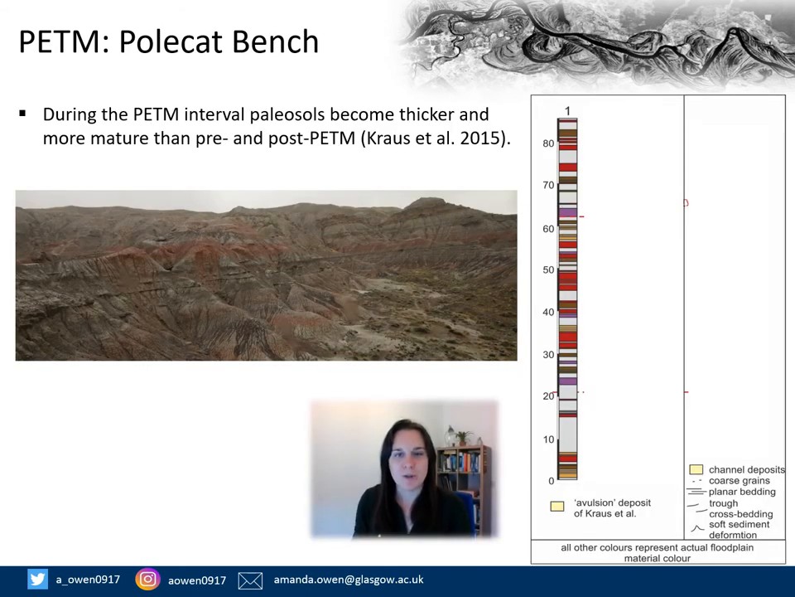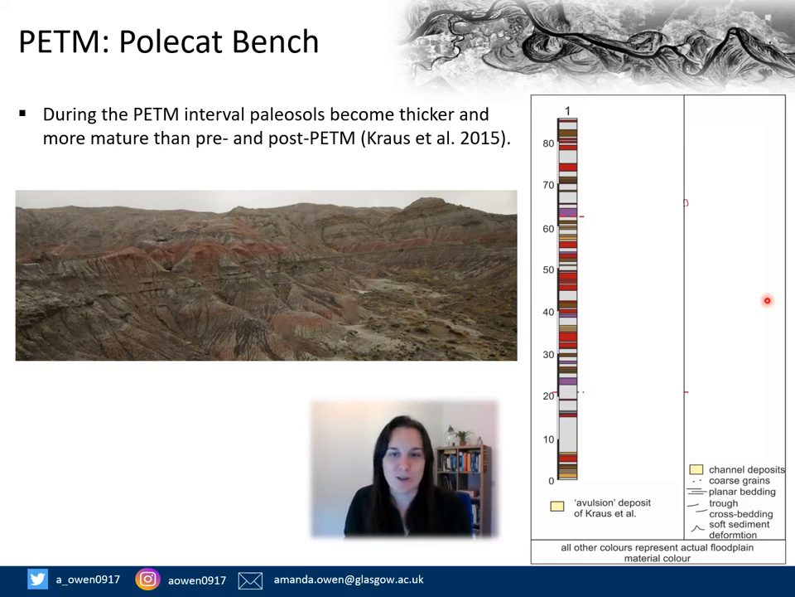So the first site we're going to look at is a place called Polecat Bench. And scientists here have looked at the deposits and we have the carbon isotope curve from here, so we know exactly where that climate event is. So we can look at the deposits before, during and after that event.